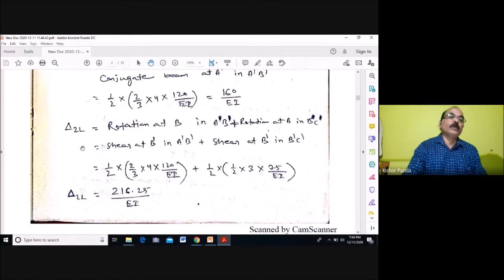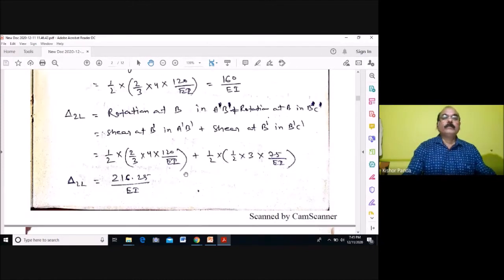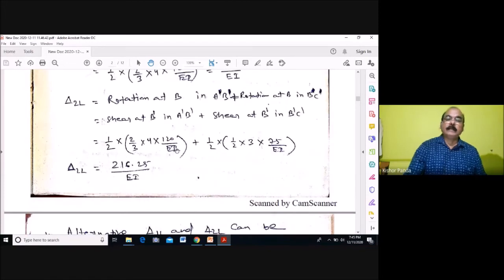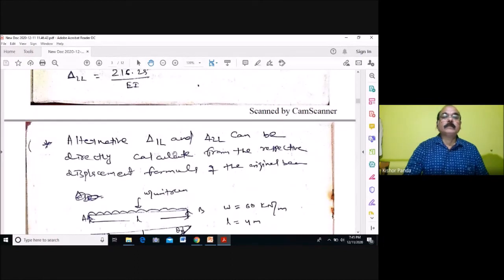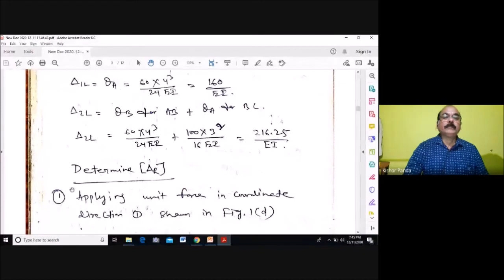So this is, you got the displacement at coordinate 1 and 2 due to the applied load. Then the next step is you have to find out the displacement due to the redundant forces. So this is your alternative method that you can find out delta 1L and delta 2L.